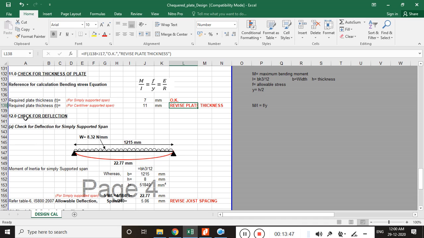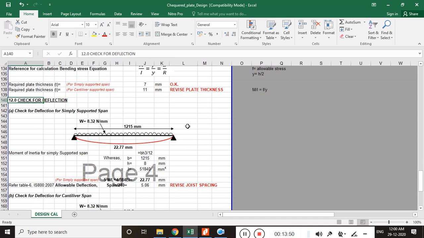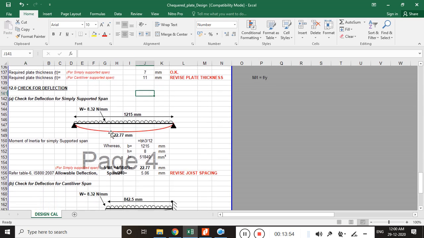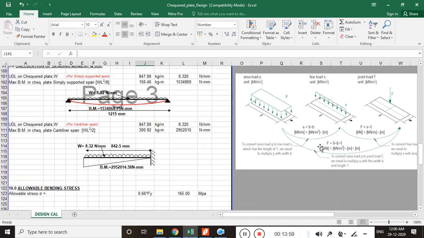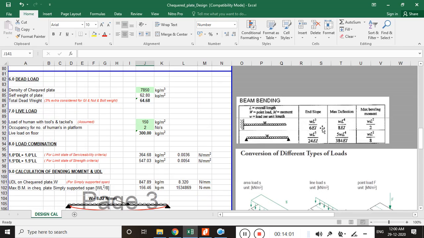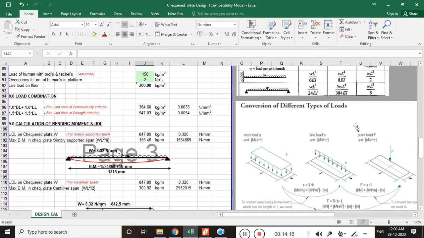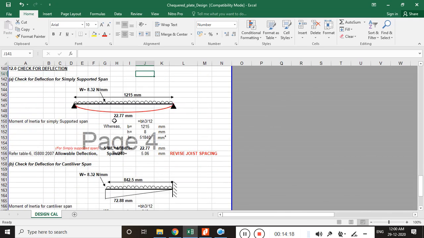Now the next step is the check for deflection. In the check of deflection, there are formulas for the deflection. For the cantilever condition, it is WL to the power 4 by 8 EI, and for the simply supported beam, it is 5 WL to the power 4 by 384 EI. I used this formula for the simply supported case.